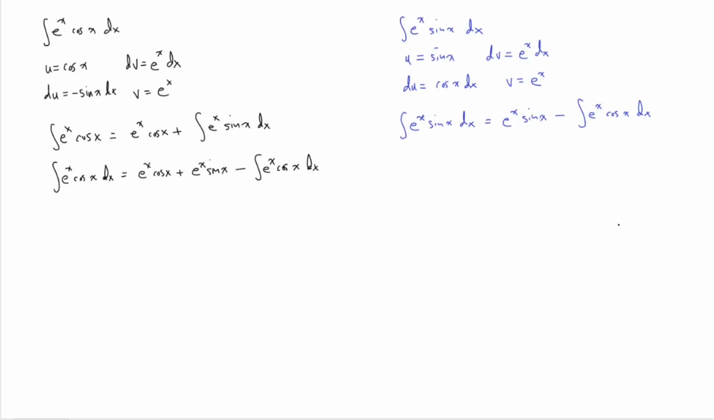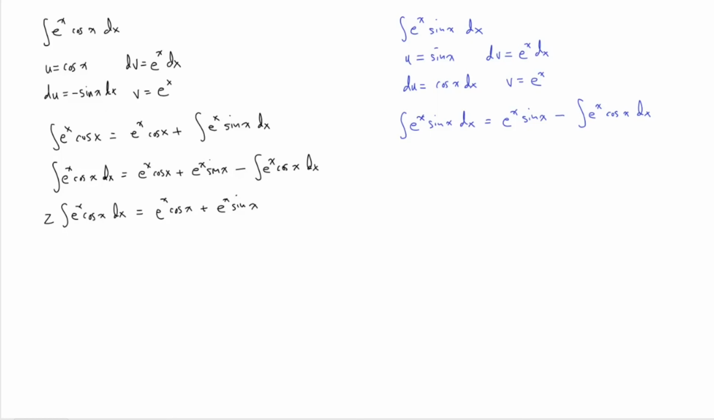And the clever trick, if you came up with it, is to add the integral of e to the x cosine of x dx to both sides of this equation. If you do that, then on the left you get the integral of e to the x cosine of x dx plus the integral of e to the x cosine of x dx, which is just 2 times the integral of e to the x cosine of x dx. And on the right, you just get e to the x cosine of x plus e to the x sine of x, because the negative integral of e to the x cosine of x dx plus the positive integral of e to the x cosine of x dx is equal to 0.